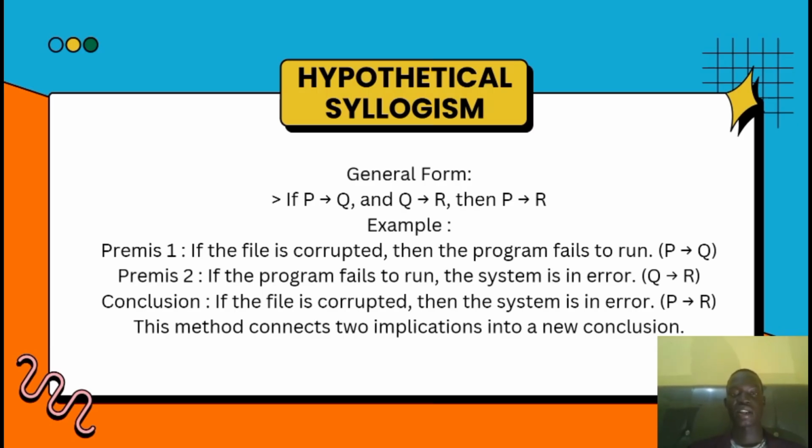So let's see this example. The general method, premise 1: if the file is corrupted, then the program fails to run. In premise 1 here, in any system or computer, if the file is corrupted, there are a lot of things that can corrupt the file, like power failures, hardware issues, or software errors.